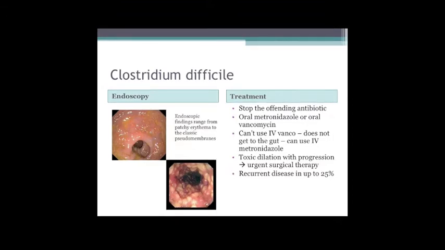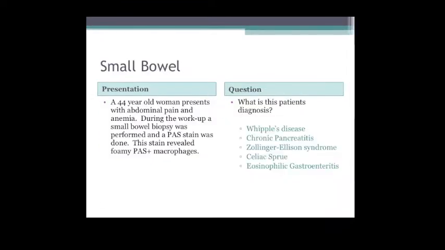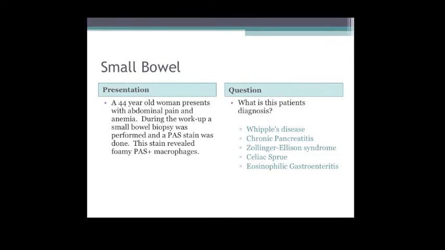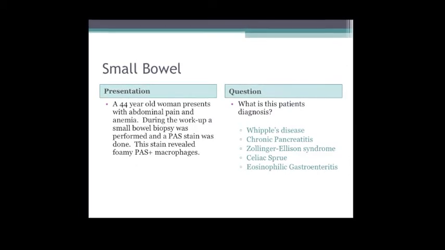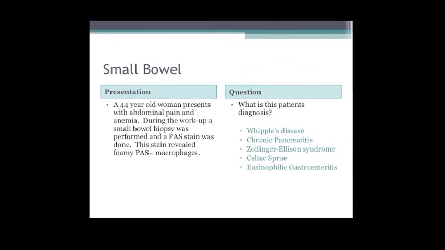All right. So, anyway, small bowel. This patient is a 44-year-old who presents with abdominal pain and anemia. During the workup, a small bowel biopsy was performed. A PAS stain was done, and the stain revealed foamy PAS-positive macrophages. What is this patient's diagnosis?